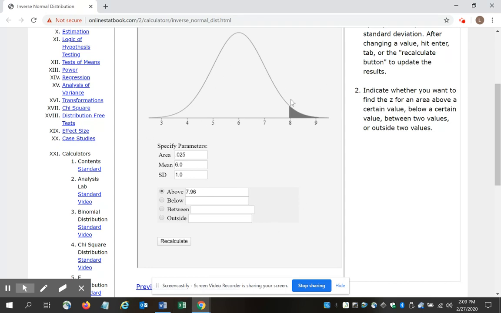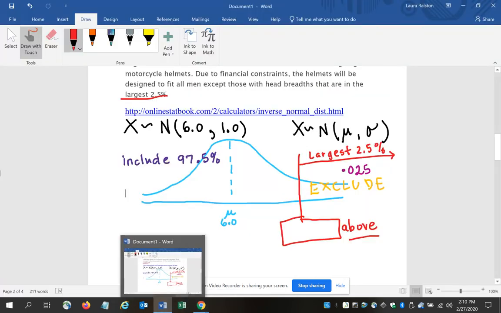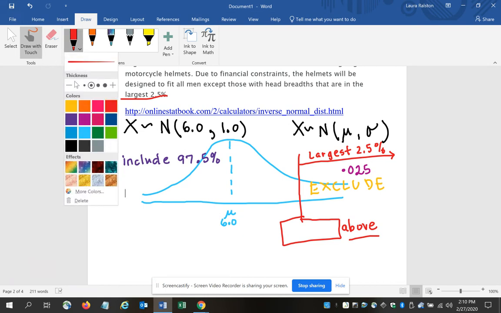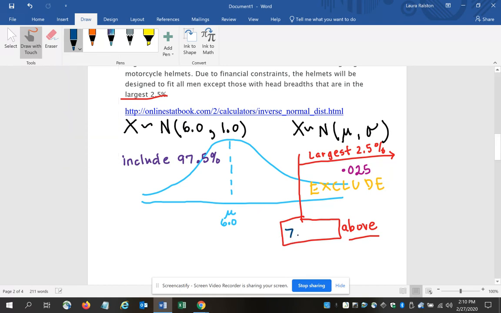7.96. And if you'll notice, the picture that's drawn up here looks very similar to mine. Now, it's got a bunch of extra numbers on it, but you still get the same concept as I do. Okay, so going back to the problem then, what that tells us is that the biggest helmet that we're going to make, the value comes out to be 7.96. You're asked to round that to the nearest whole, so that would be 8 inches. So the biggest helmet that this particular company would make is going to be 8 inches.